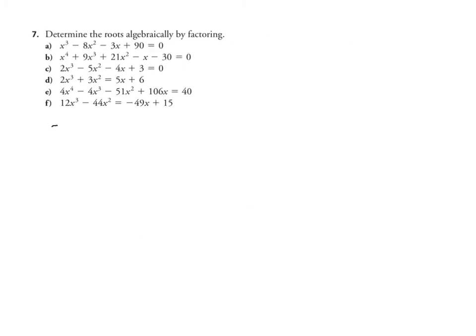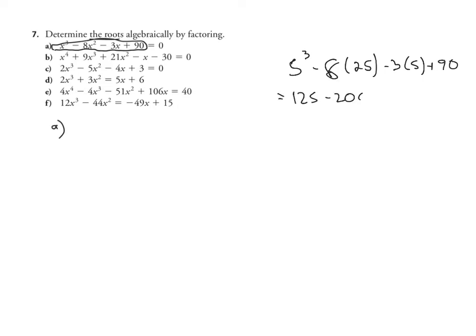All right, number 7, factoring to find the roots. So let's find something that makes this expression equal 0. Numbers that go into 90. Let's try 5. So we'll do 5 cubed minus 8 times 5 squared minus 3 times 5 plus 90. And that's equal to 125 minus 200 minus 15 plus 90. That equals 0. Yay, so we know that x minus 5 is one of the factors.